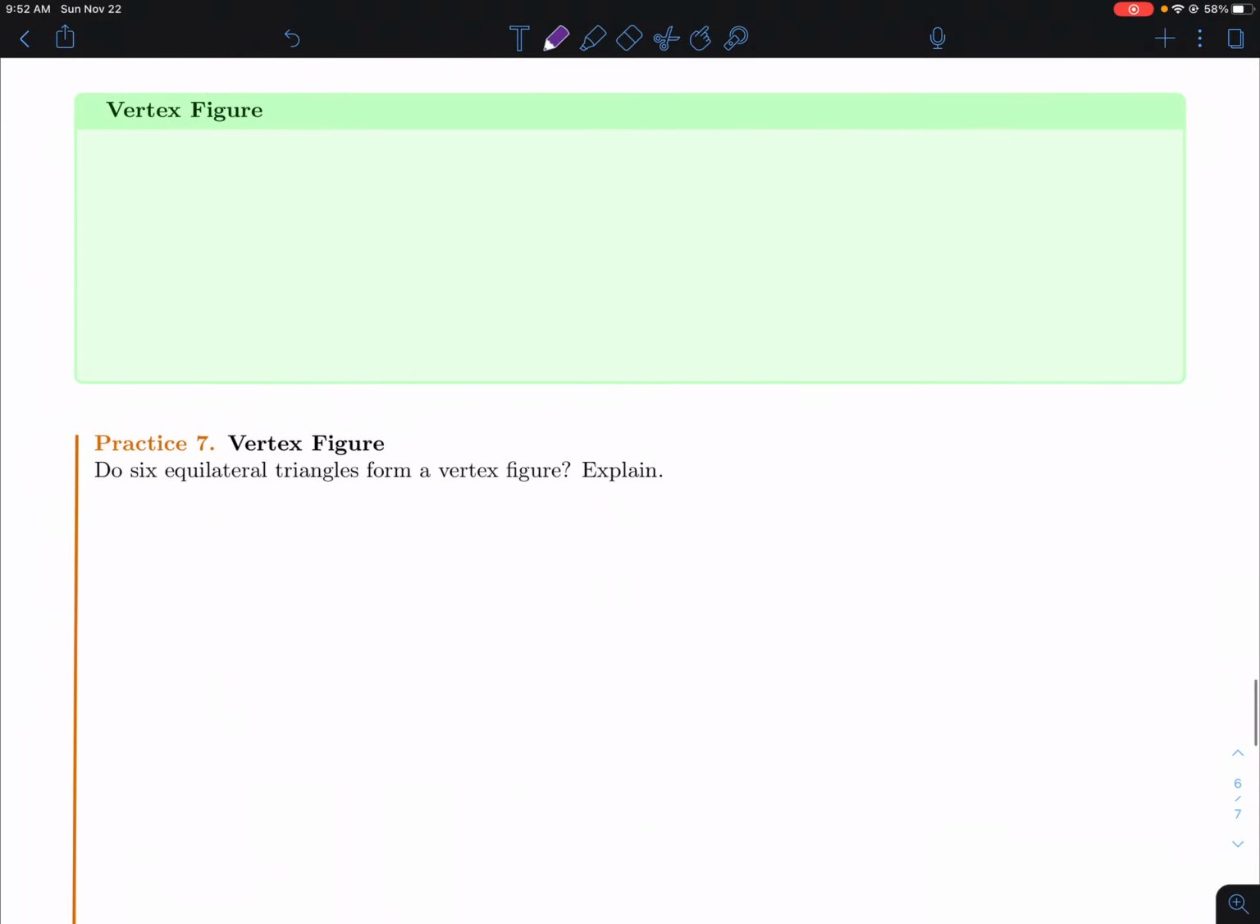All right. So a vertex figure, let me go back to the slide.